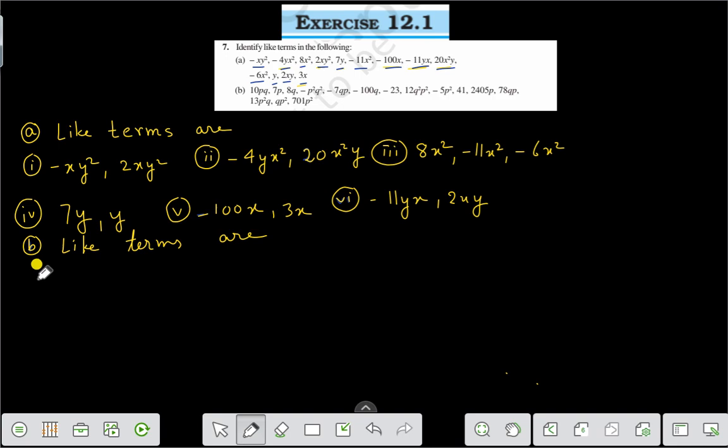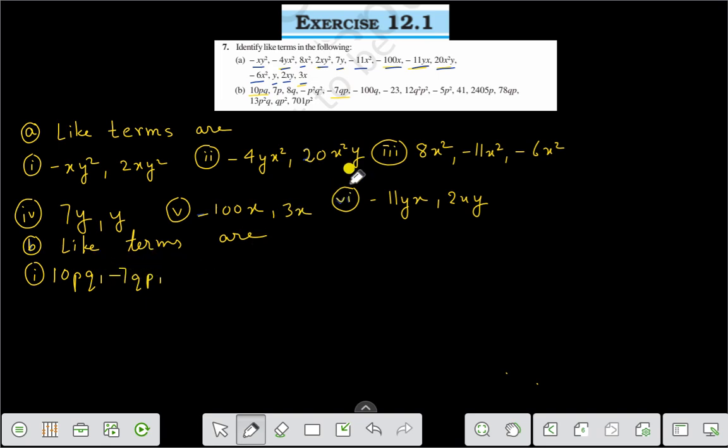Now the first one is 10pq. Let us find pq; 10pq means this one. Next, let us find minus 7qp. Qp is the same as pq, because the power of p is 1 and the power of q is 1, and they are multiplied, right?